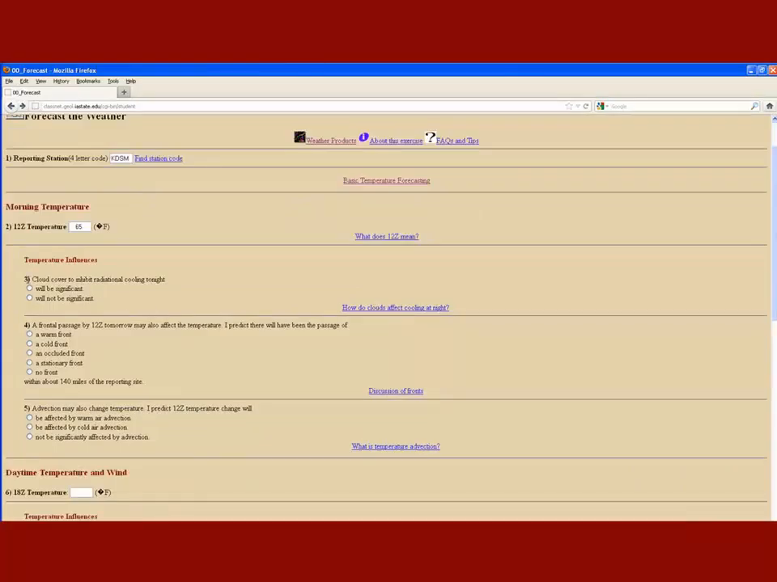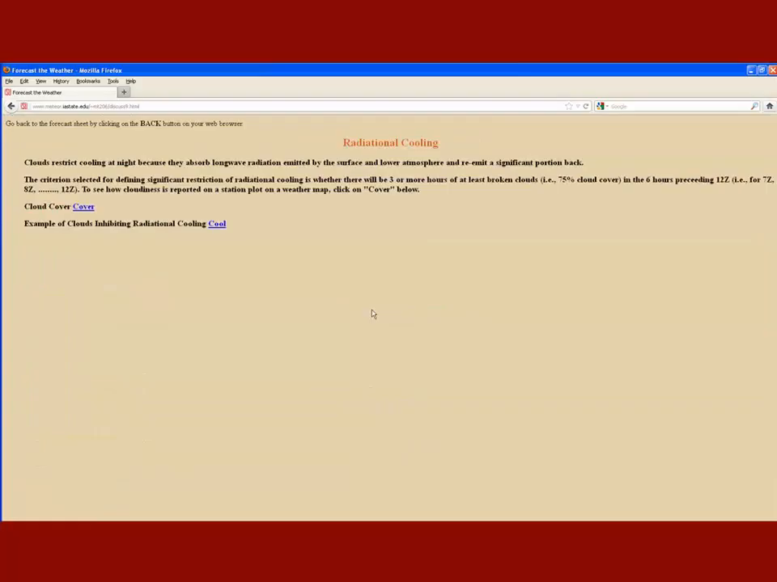Cloud cover. Question number 3. Cloud cover to inhibit radiational cooling tonight. Well, that's a term that we're going to learn about in Chapter 2. But at this point, you really don't know what that term means. Well, you might want to go over here and take a look at this link. How do clouds affect cooling at night?